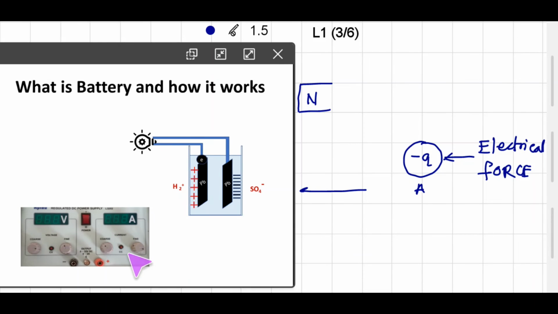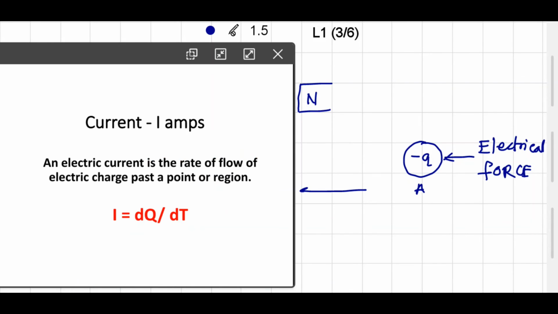And here you see, this is the arrangement for adjusting the current, here is the arrangement for adjusting the voltage, and the positive terminal is shown by the red connector and the negative terminal is shown by the black terminal. So this is the concept of the battery.